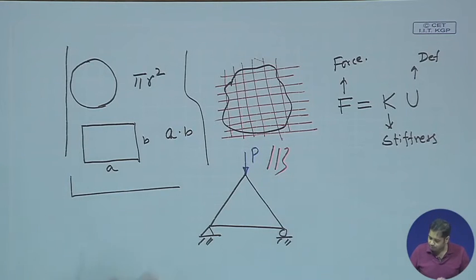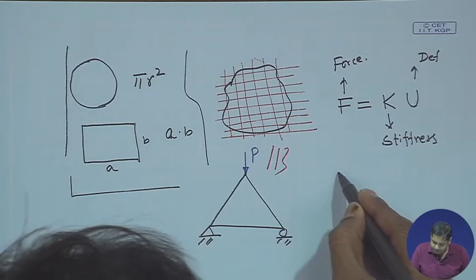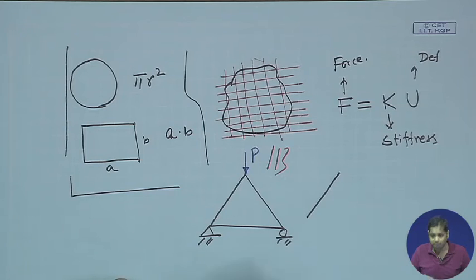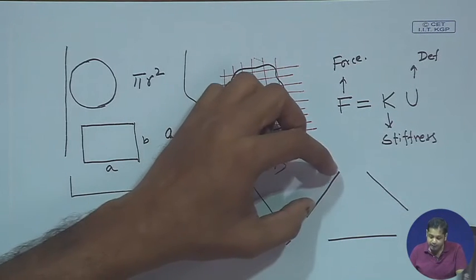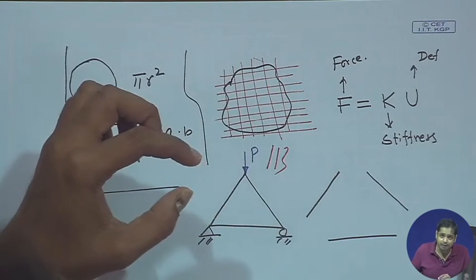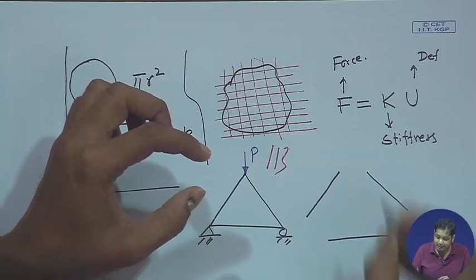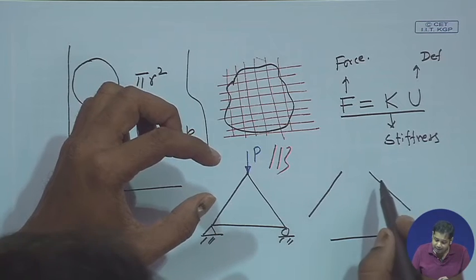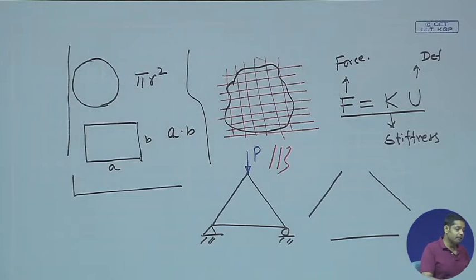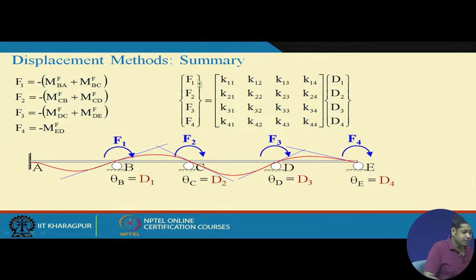Now, we decompose the problem into several sub problems. Let us take this as one member, this as another member, and this as another member. Now we deal with each member separately, writing this relation for each member. If you look at this example, this is force, stiffness, displacement. This relation is for the entire beam A, B, C, D, E.